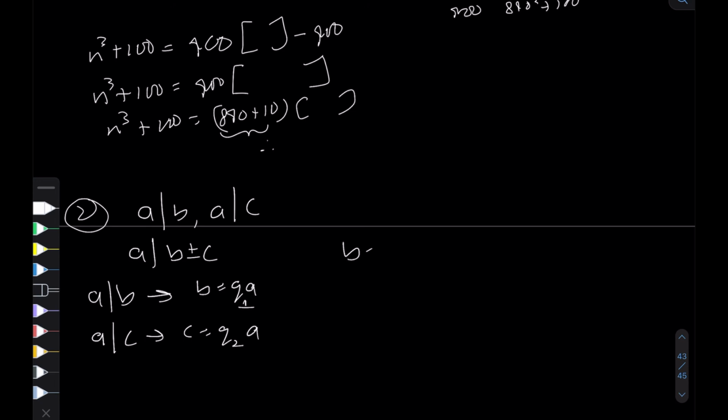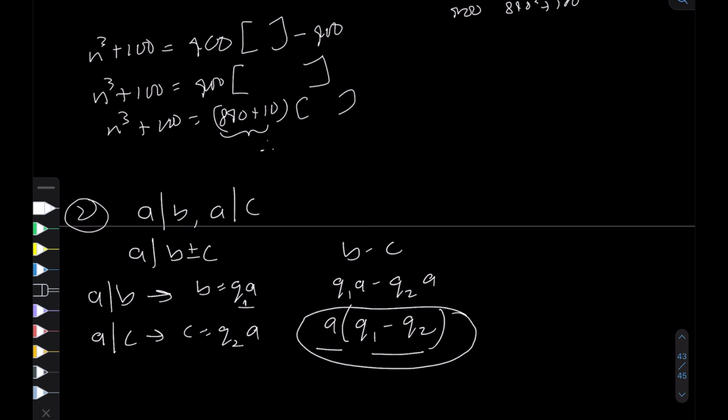So B minus C would be quotient 1 times A minus quotient 2 times A. So you can take the A common, and it would be quotient 1 minus quotient 2. And of course this is an integer, this is A, so this whole thing is divisible by A. In other words, B minus C is also divisible by A.